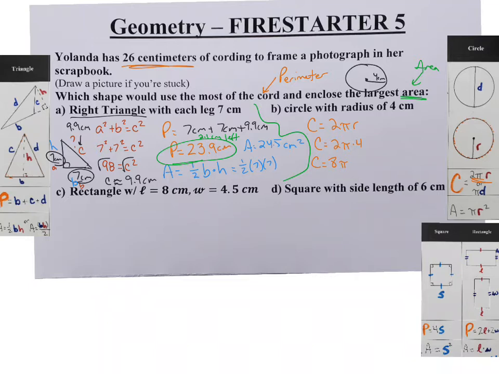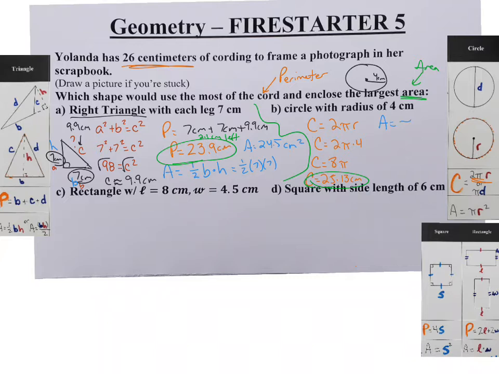I end up with 25.13. I'm rounding to 2 decimal places. So 25.13. So that's already better than A. It's already better than A because if I compare, it only has 0.87 centimeters, less than 1 centimeter left over. So now we've got to find out the area.